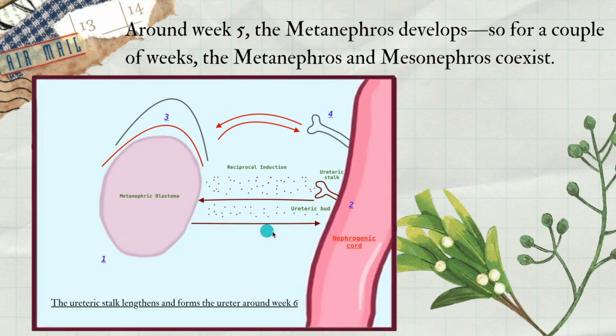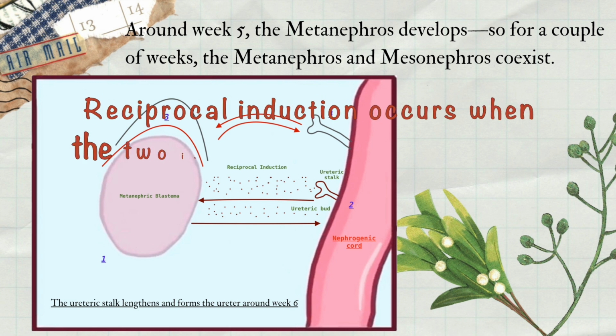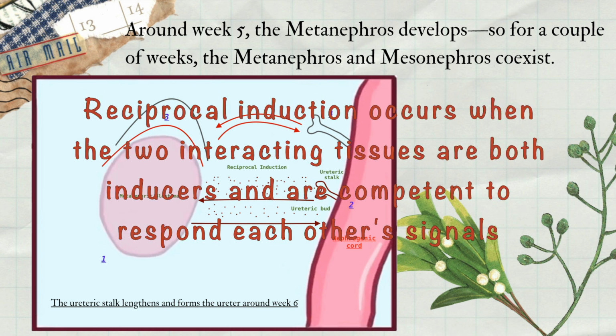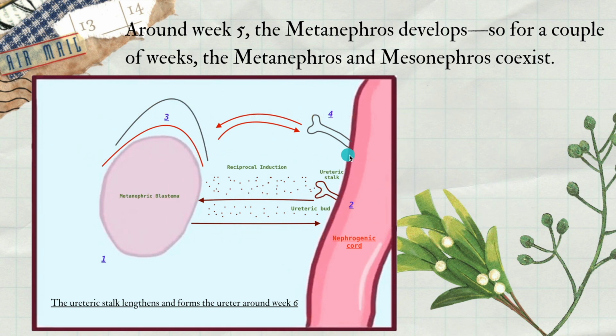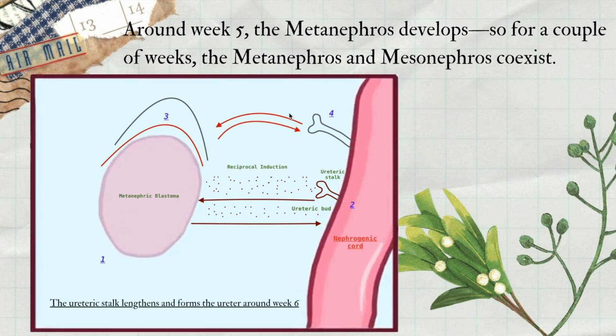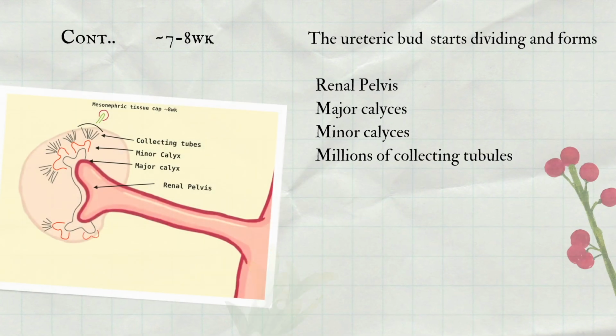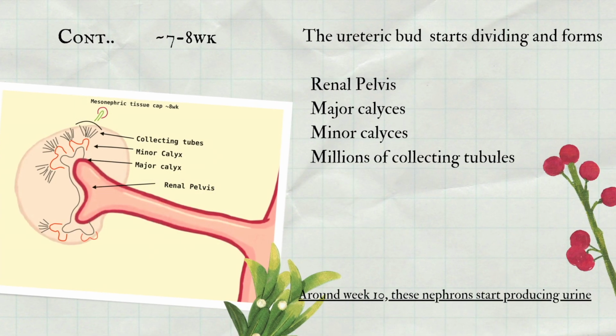This structure has a tendency to release some growth hormones or chemicals that result in the production of a small ureteric bud, which in turn releases similar chemicals to induce further growth of this blastema. This process is called reciprocal induction, where both structures support each other and result in the growth of the other structure, and eventually you can see that both structures increase in size, and we can see that ureteric stalk lengthens and it becomes ureter around week 6.